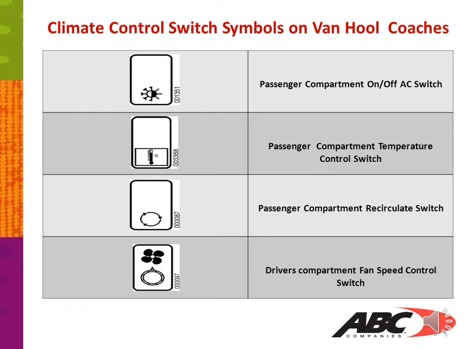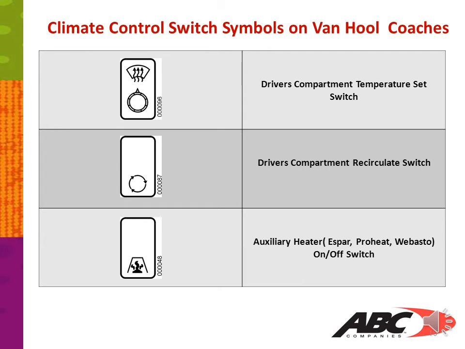Then you have your recirculation switch for the passenger compartment, which is a circle with arrows. Underneath that, with the fan symbol, you have the driver's compartment fan speed control switch. Continuing with your climate control switch symbols, you have your driver's compartment temperature set switch. Underneath that, you have your driver's compartment recirculate switch. And then you have your auxiliary heater for your S-Bar, ProHeat, or Webasto on and off switch.